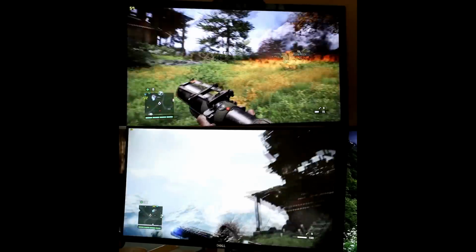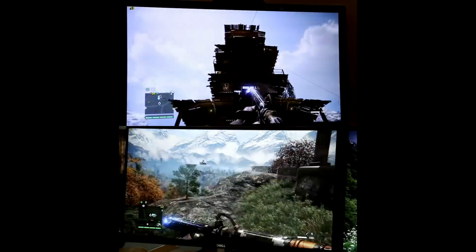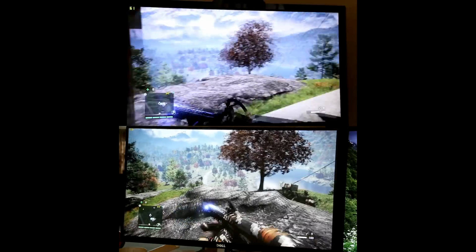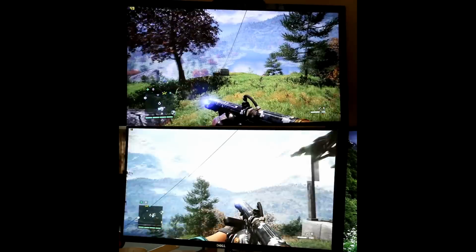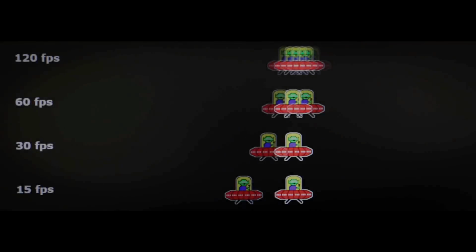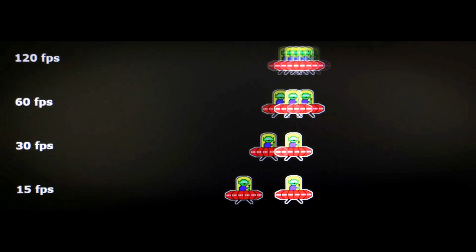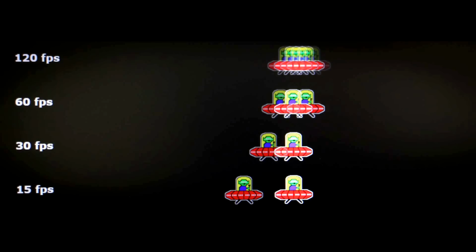This is running on a single 780 Ti with 8 gigs of RAM and an i5-2500K. So we're seeing quite a frame rate drop. The 780 Ti is good, and we're getting down to 30 frames per second. Moving on to the refresh rate. The Dell only has 60 Hz refresh versus the 120 Hz of the ASUS.